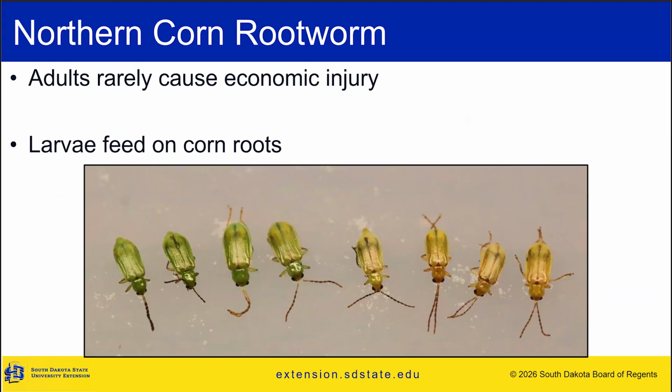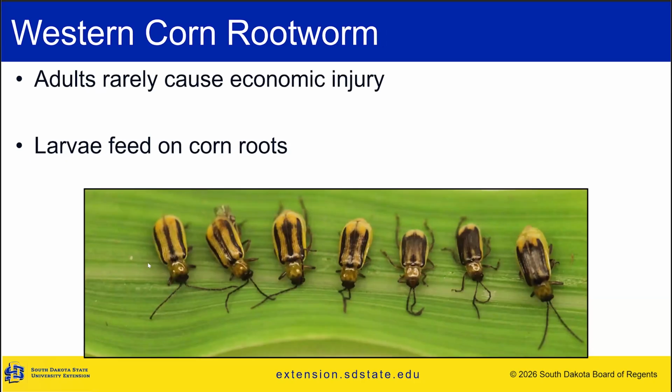We're going to switch gears now to corn rootworm. The two species we really see a lot of in South Dakota are the northern corn rootworm, these are the green beetles, they're a little bit smaller in size, and then the western corn rootworm. Now, both species typically cause a lot of economic issues in corn, especially corn on corn.